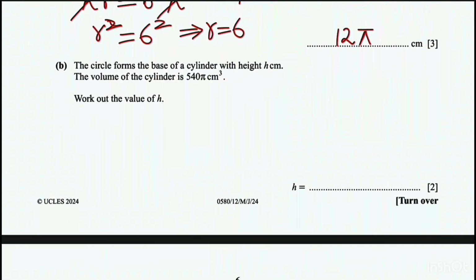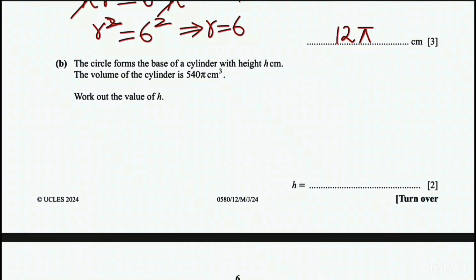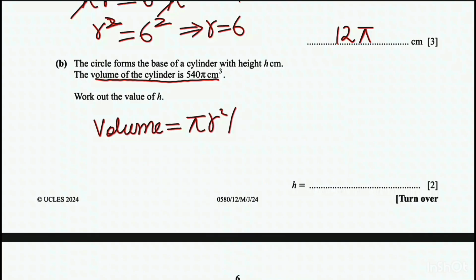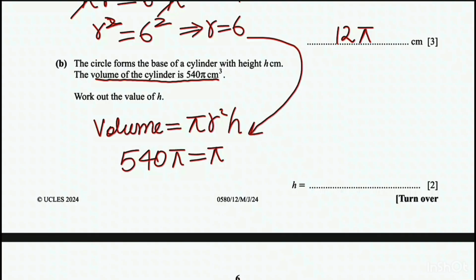Moving to its next part, it is given that this circle having radius 6, which we just calculated, is the base of a cylinder with height h. Volume is given, we have to find height. So volume is pi r square h. Volume is given, which is 540 pi equals pi r square h, where r is 6. So now we shift this 6 square, 36 pi, to the left hand side. So h is equal to 540 pi by 36 pi.